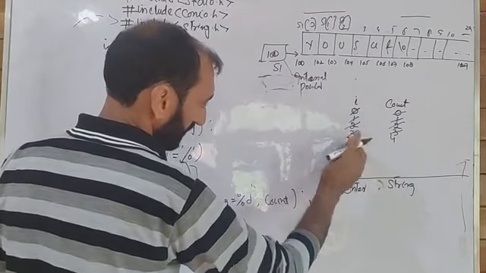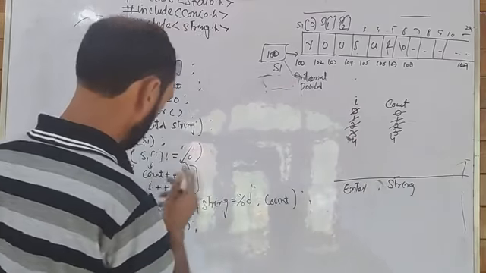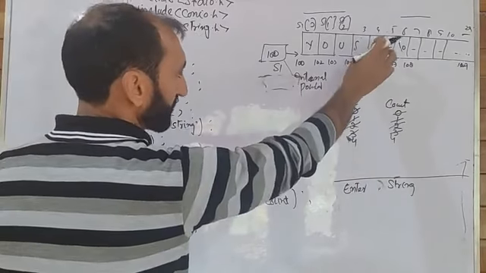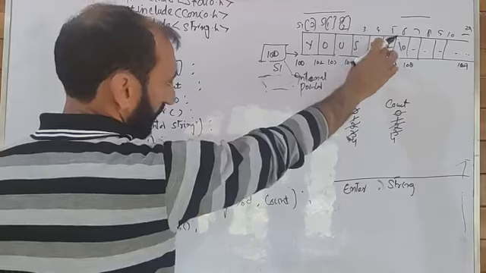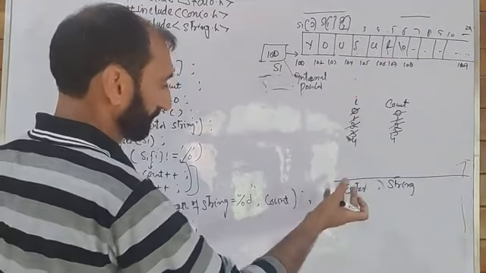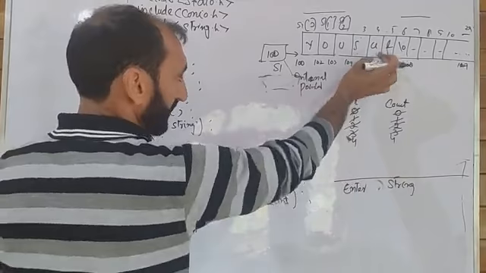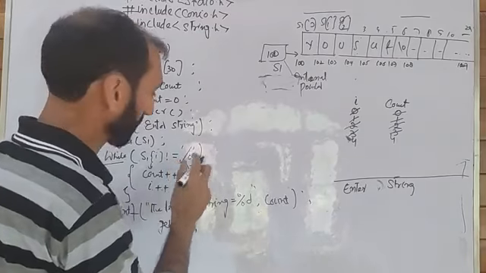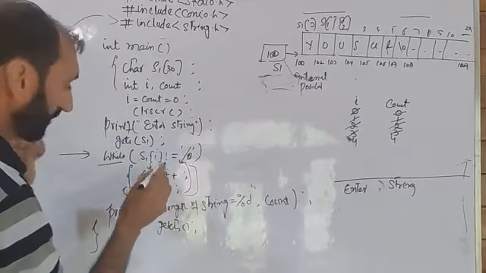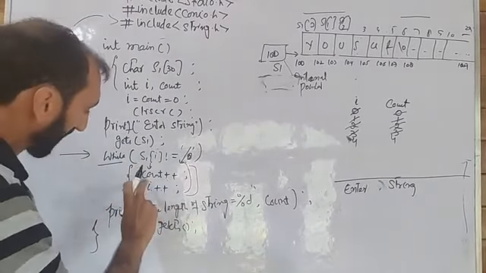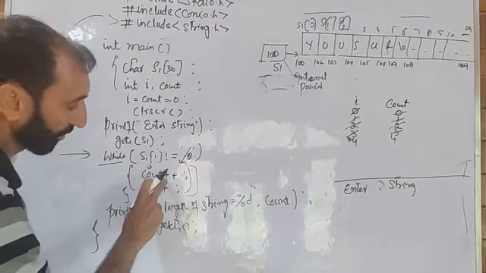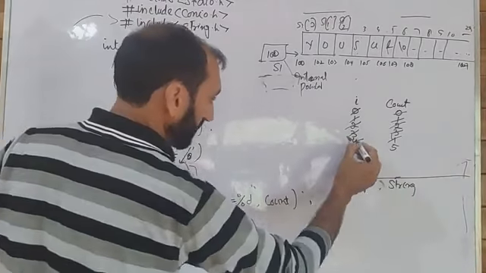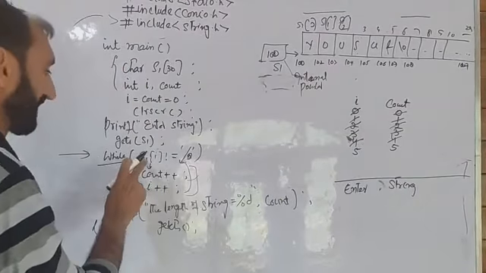Also becomes 3, 4. The next condition: S1 of I, that means S1 of 4, the character located at this location, is not \0. So the condition is true, and the control will enter the loop. Count gets plus plus, it was 4, it becomes 5. I plus plus, it also becomes 5. Next, the condition is checked again.